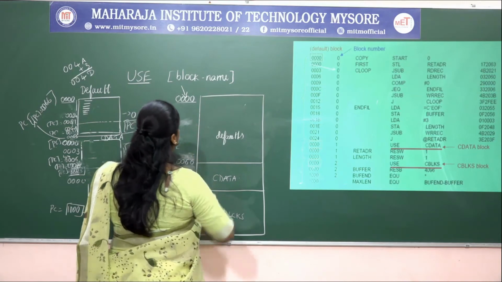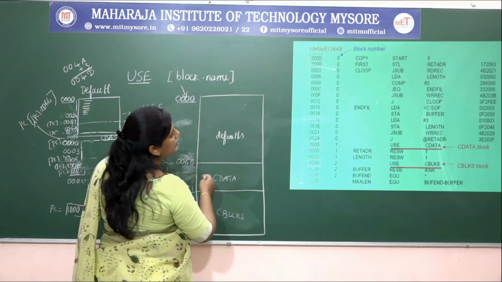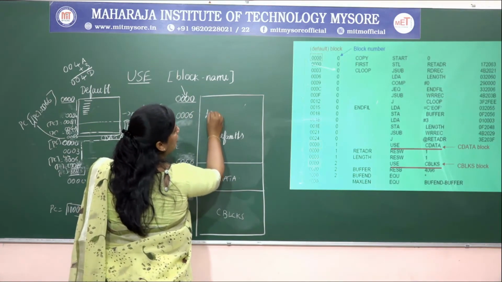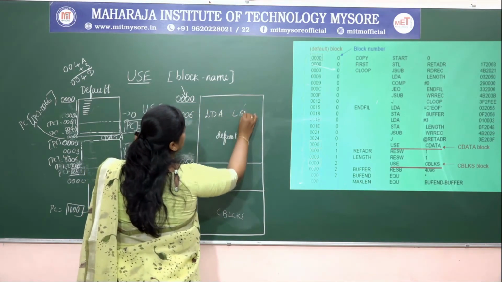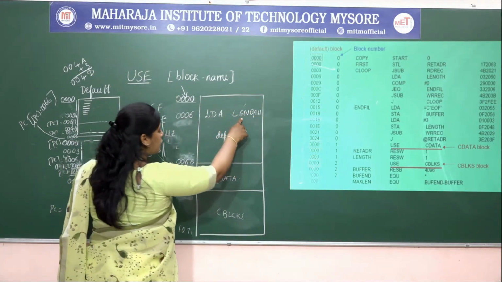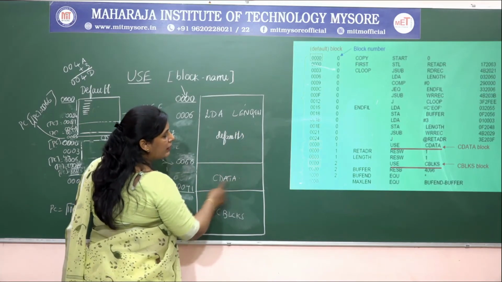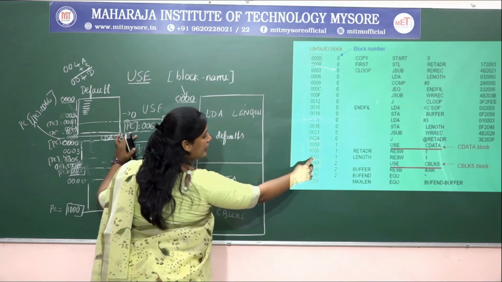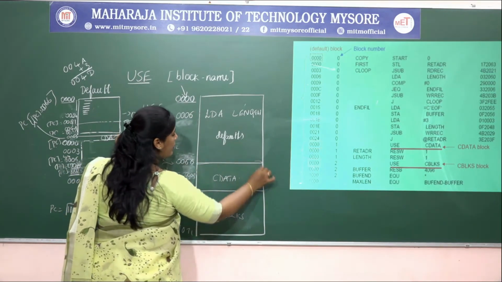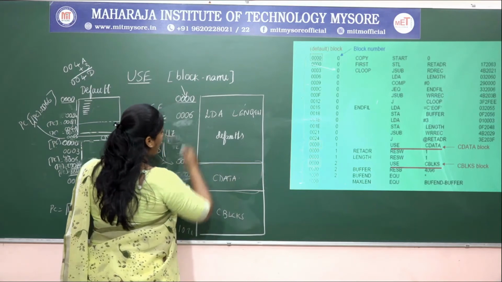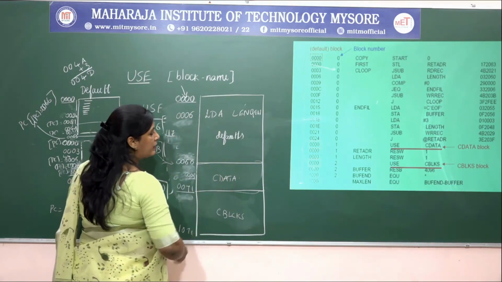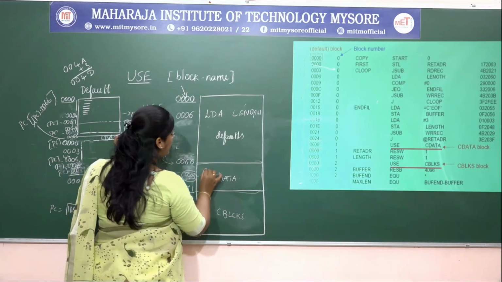Instead of that one, I am taking another example at the memory location 006. What is the instruction there? Load accumulator with length. But where is that length actually located? In the CDATA block, at the memory location 003, because all the blocks are independent here. When it is loaded into the primary memory, it is loaded like this, at the memory location length.